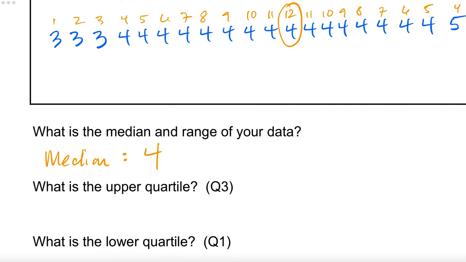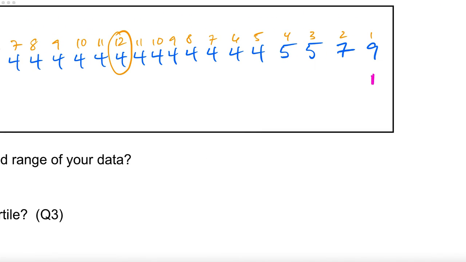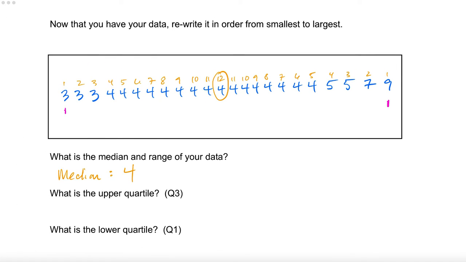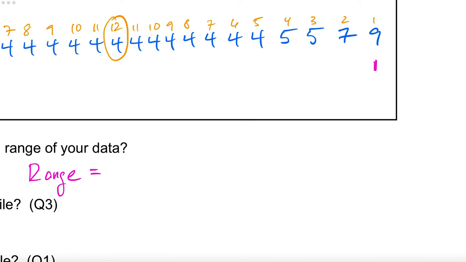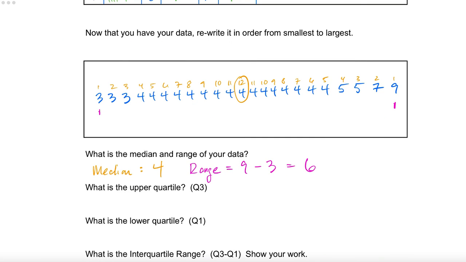And now the range. So the range is the smallest value and the largest value, and we're looking at the difference between them. Basically, we're looking at the spread of the data. So if we want to calculate the range, we take our highest value, which is 9, subtracting our lowest value, which is 3, giving us a range that's equal to 6. That's how we calculate range.